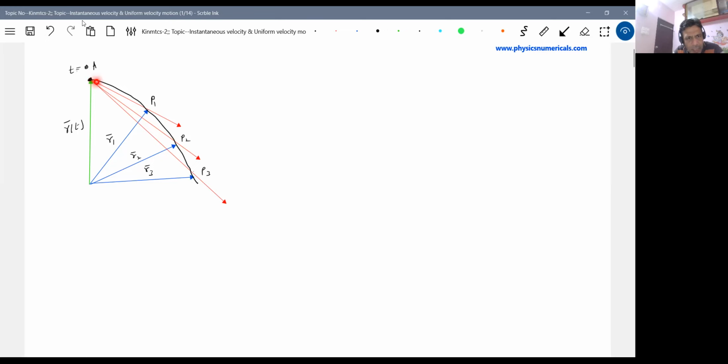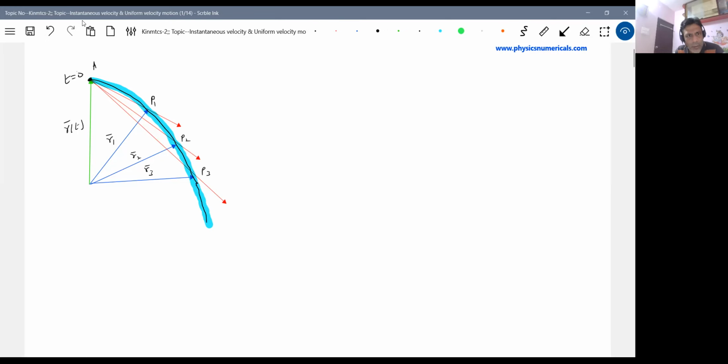Let me start like this. The particle will start at point A and move along this curved path. Okay, I'll do one thing for your convenience. What is this blue color line? It is the path of the particle.